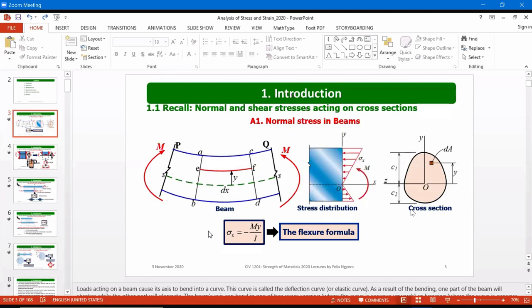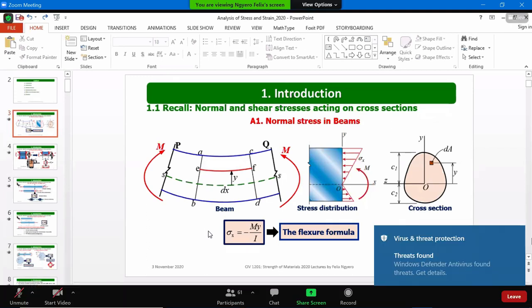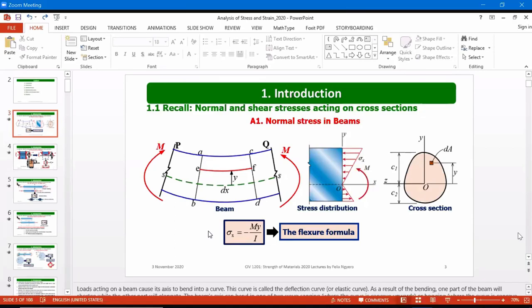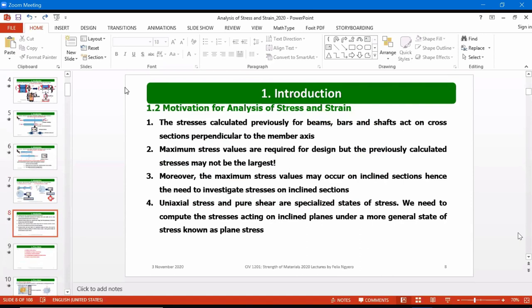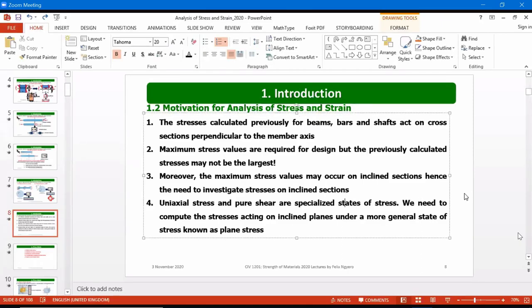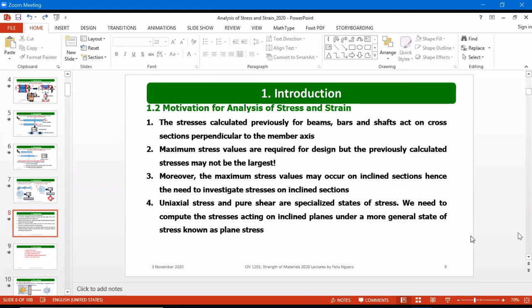On which planes do we have the largest normal stresses, the largest shear stresses, and what is the inclination of those planes? That's the reason why you need to understand this analysis of stress and strain. Of course, the maximum stress values may occur on inclined cross sections instead of the normal cross section that you're used to. So you want to know the stresses on such inclined sections, and then with that you have a holistic investigation, a bigger picture of the states of stress at a particular point.